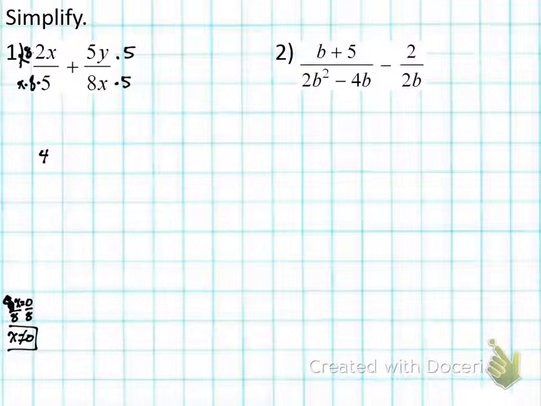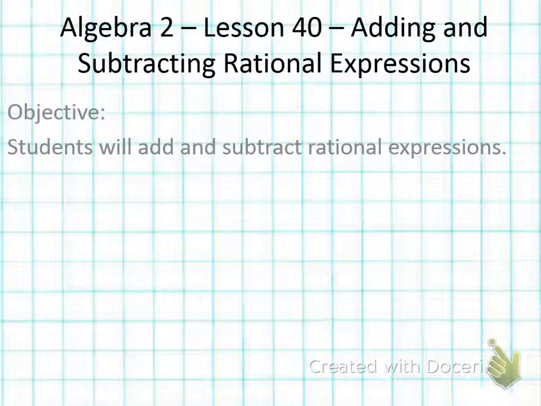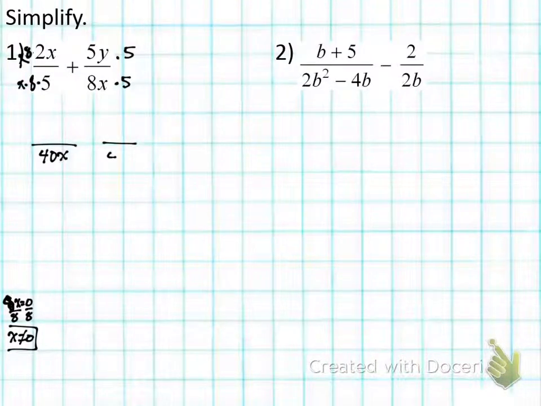Okay, so we got x times 8 times 2 times x is going to be, well, actually before that, the denominators now. 8 times 5 is 40 times x is 40x, and that's my new common denominator on each of these. Oops, sorry about that. I don't know what I just did. Okay.